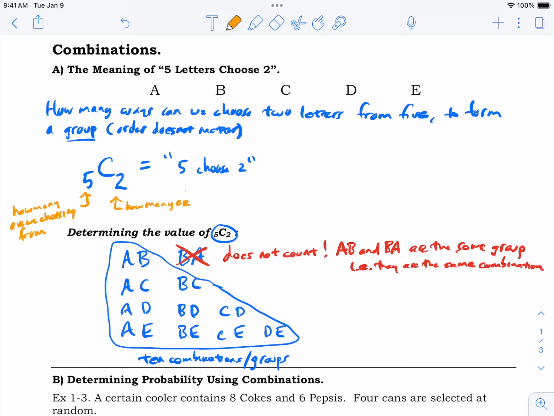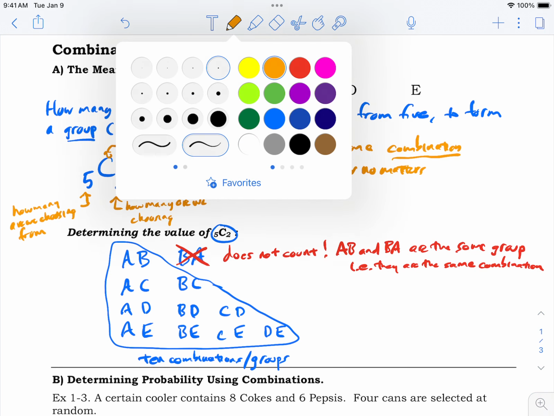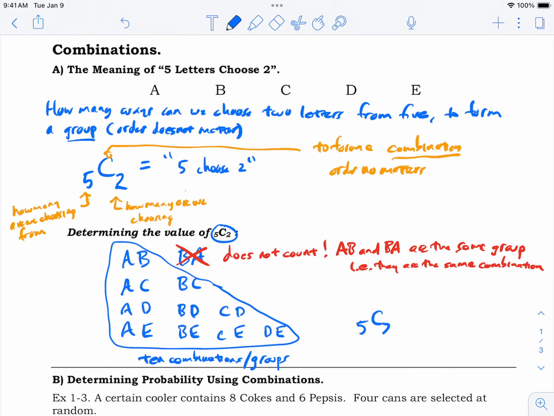We're choosing 2. And the C is saying to form a combination, not a word. Order doesn't matter. To form a combination, order does not matter. Okay, and it turns out we just figured out down here that 5 choose 2. Well, we listed all the combinations of 2 when we found 10 of them. So 5 choose 2 is equal to 10.